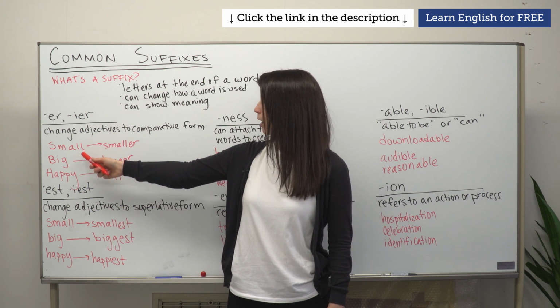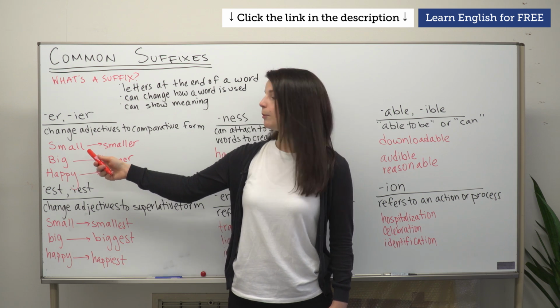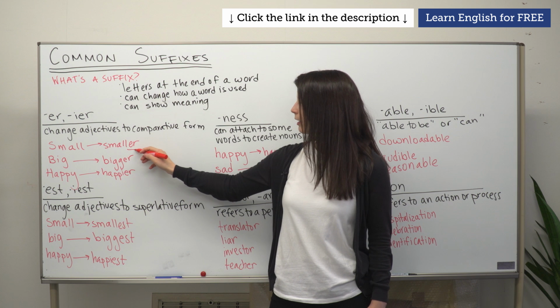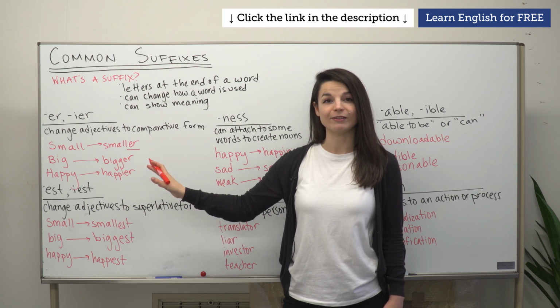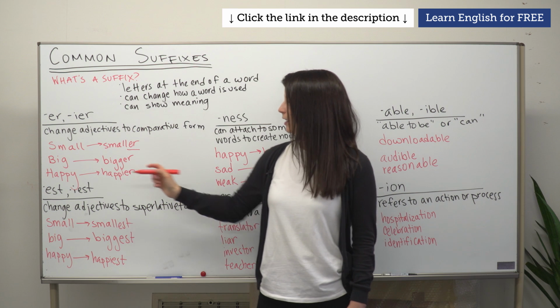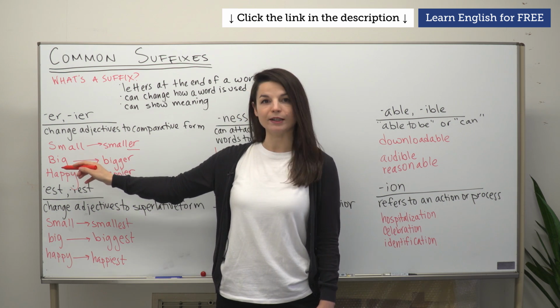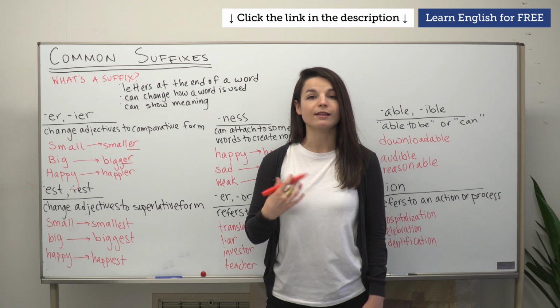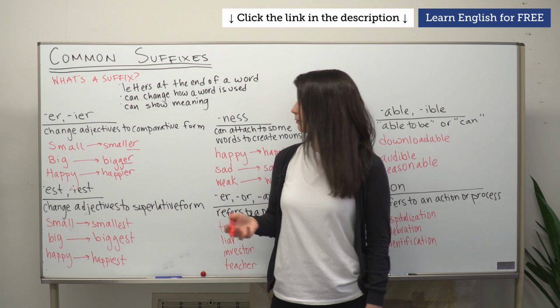So first one, small. The adjective small becomes the comparative form smaller by adding ER. So ER is our suffix here. It creates the comparative form of the adjective. Same thing with the adjective big. By adding ER, the suffix ER, we create the comparative form, bigger.